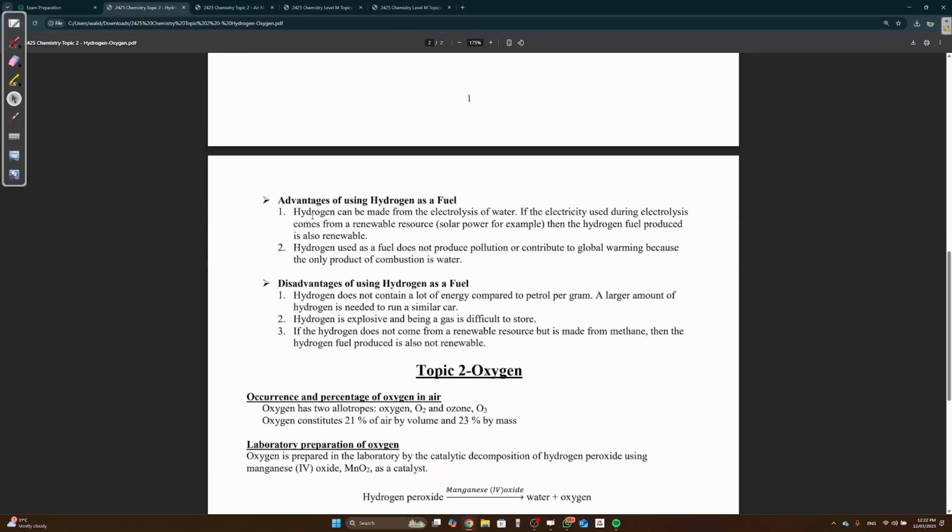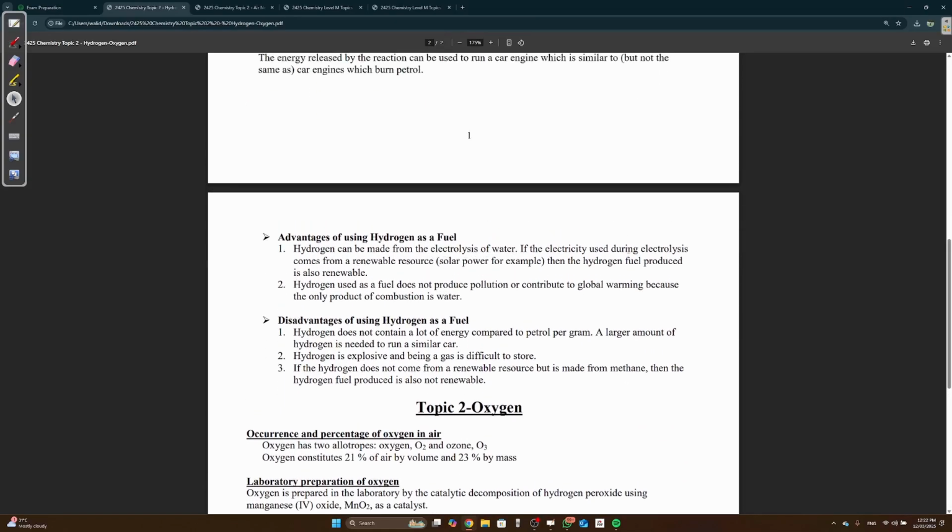What are the advantages? Hydrogen can be made from the electrolysis of water. If the electricity used during electrolysis comes from a renewable source, then the hydrogen fuel produced is also renewable, right?